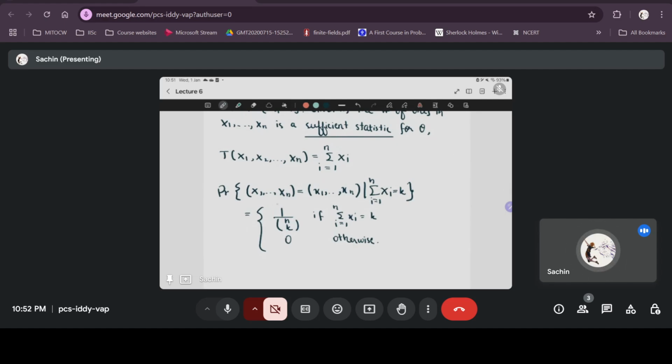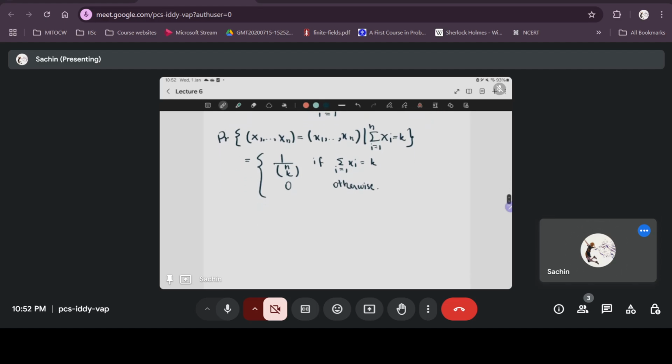So the probability that your sequence is equal to one particular sequence will be some power of theta into some power of 1 minus theta, if you don't know any other information. But if you know exactly that k ones must have occurred, then the probability of a particular sequence is zero if that sequence doesn't have k ones. If it does have k ones, then its probability is 1 over n choose k, because all the sequences with k ones have the same probability. So in either case, the probability doesn't depend on theta.